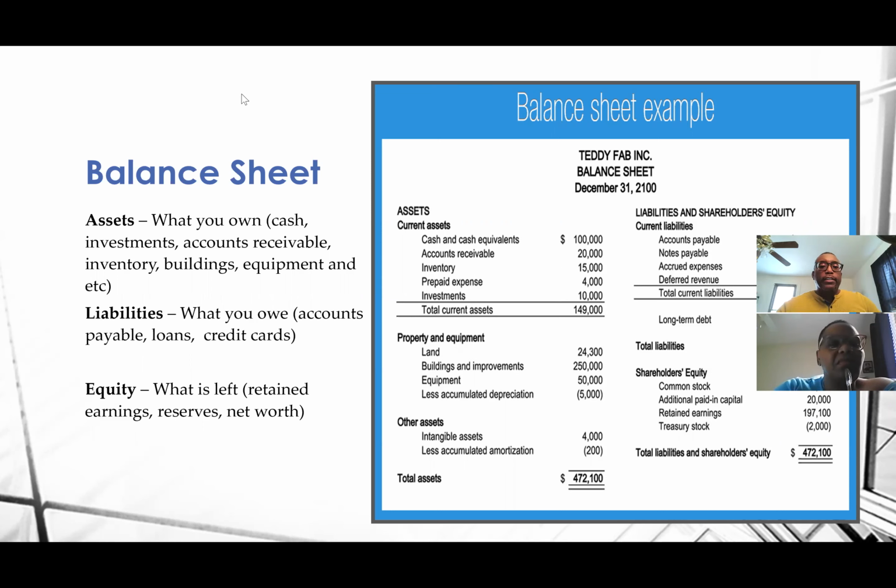the other part of the balance sheet is also going to be the liabilities. Now, the liabilities is what you owe. So they can be accounts payable. So when you order something and it comes in, you haven't paid it yet, that's an accounts payable. Loans, credit cards, those things are debts. Those things are liabilities of your business.